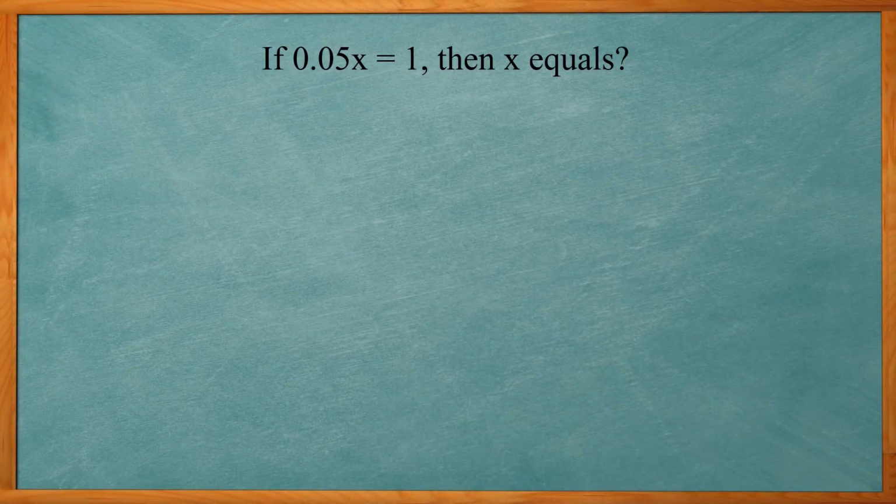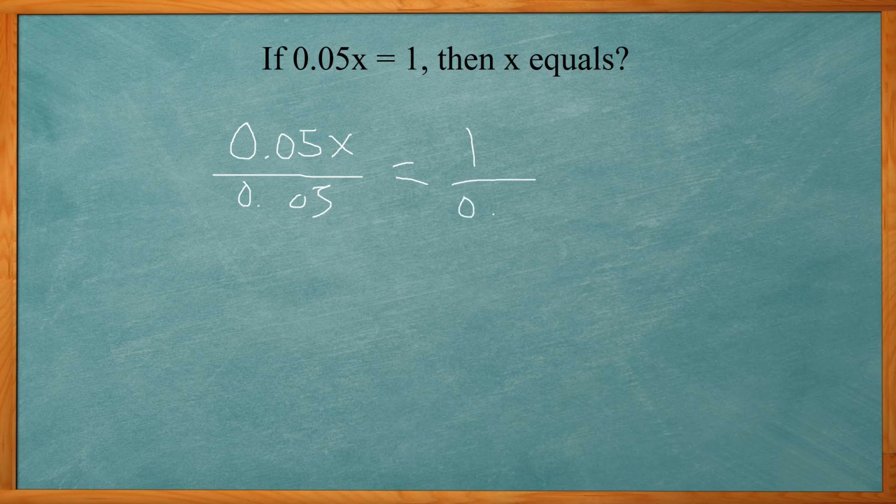So this one reads, if 0.05x is equal to 1, then x is equal to what? In this one, we need to solve for x. Right now I have 0.05 times x equals 1. Here I want to get the x by itself, so I want to divide both sides by 0.05. When I do that, this becomes 1 or cancels out, leaving me with just the x. And then 1 over 0.05 comes out to be 20.